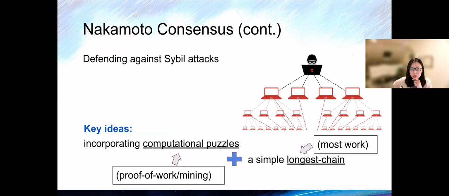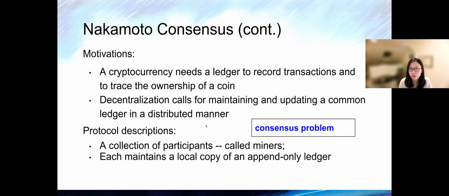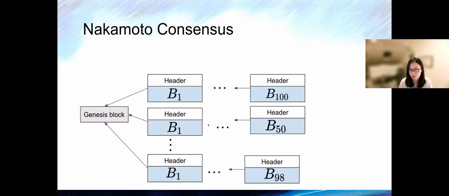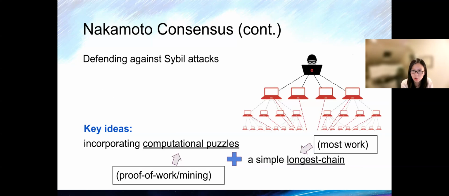In Nakamoto consensus, because the system is permissionless, we need to defend against Sybil attacks. A Sybil attacker is one that can arbitrarily create a collection of valid participants, and each participant is completely controlled by this attacker. So the traditional Byzantine consensus results, which crucially rely on a notion of majority, to be honest, are not applicable to the permissionless setting.